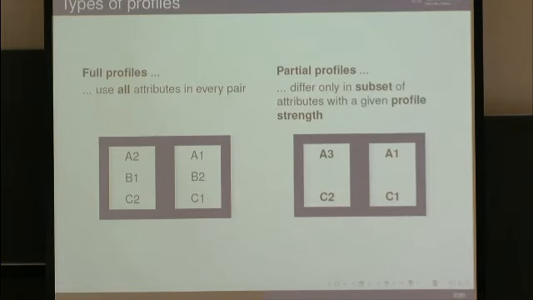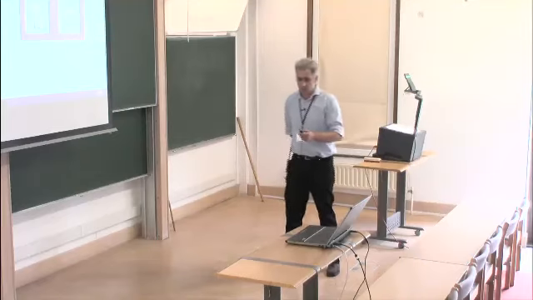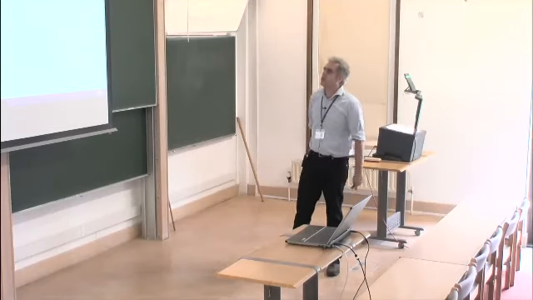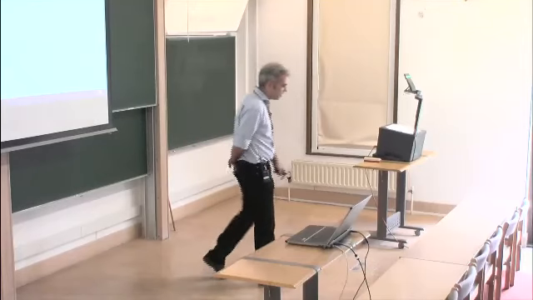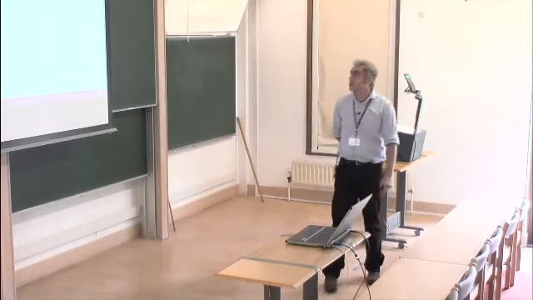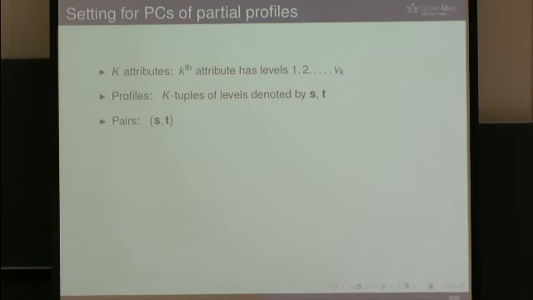Now the number of attributes that are allowed to vary, that is something I'm going to refer to as the profile strength throughout my talk. Now what is the setting I'm going to consider? So we will have k attributes. They are qualitative factors with levels 1, 2, and so forth up to the maximum number of levels. Each attribute may have a different number of levels. Profiles, as denoted here by S and T, are just k-tuples or combinations of the levels of the k factors, and we can describe pairs in terms of those profiles.